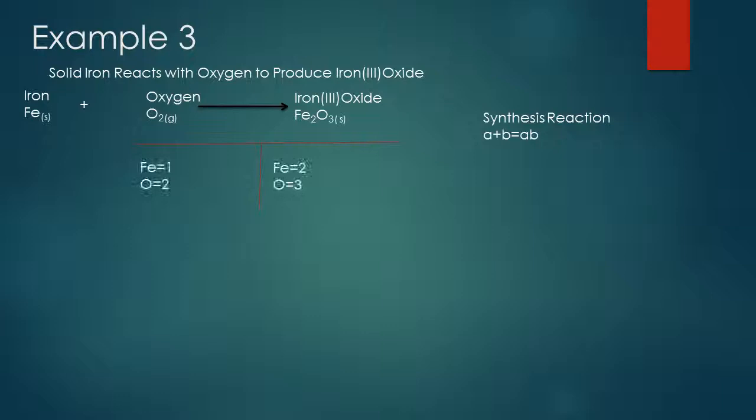On the reactant side, iron has 1 and oxygen has 2 atoms, whereas on the product side, iron has 2 and oxygen has 3 atoms. So when we balance it, we get this.